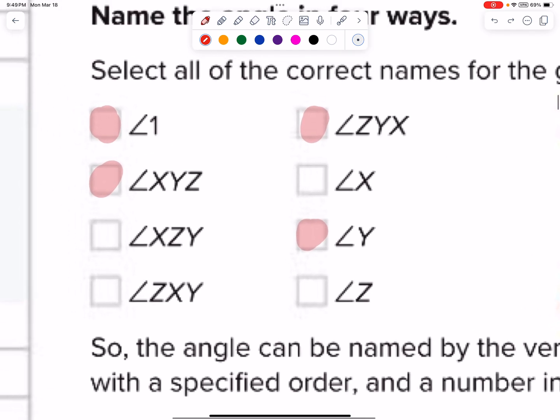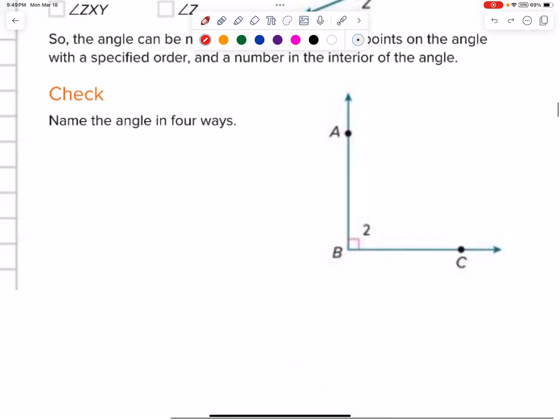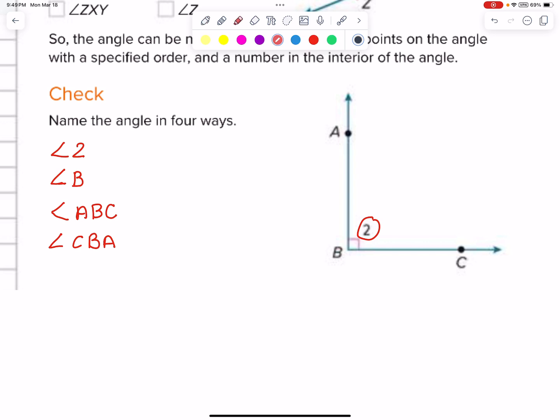If you need reminded about how to write them, take a look up there. All right, so you should have, we could name it by the number by just saying angle 2. We could say angle B, okay? Or we can use the 3 points and we can say angle A, B, C. Or we can go backwards, C, B, A. But just notice that the middle letter is our actual angle.